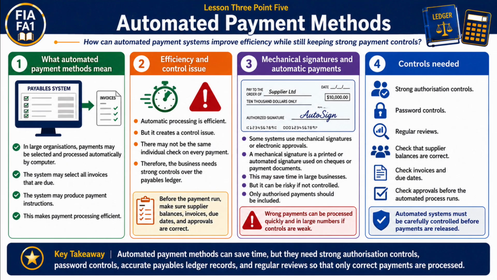This may save time in large businesses, but it can be risky if not controlled. The business must make sure that only authorized payments are included. Otherwise, the system may process wrong payments quickly and in large numbers. So, automated systems need strong authorization controls, password controls, and regular reviews.